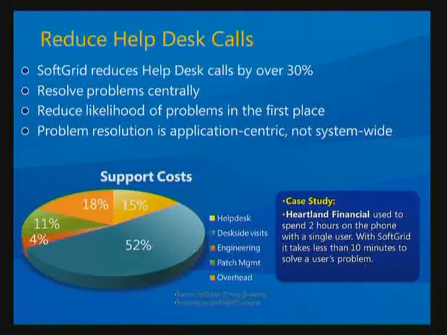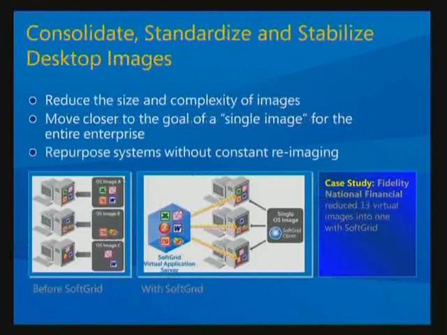And this allows you to have fewer golden masters in terms of imaging, because now you need fewer applications in the image, because it's easier to distribute the applications. You have fewer images, and they stay stable.